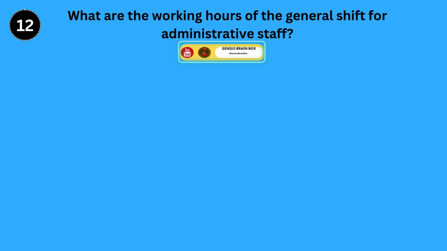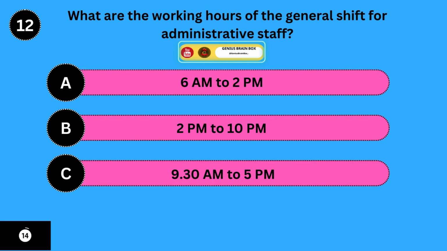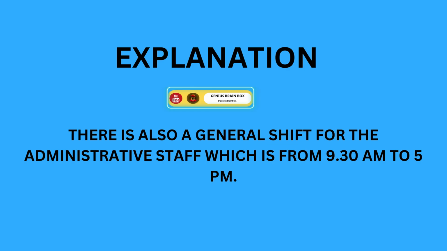What are the working hours of the general shift for administrative staff? Option A. 6 a.m. to 2 p.m. Option B. 2 p.m. to 10 p.m. Option C. 9:30 a.m. to 5 p.m. Correct answer is... Explanation. There is also a general shift for the administrative staff which is from 9:30 a.m.